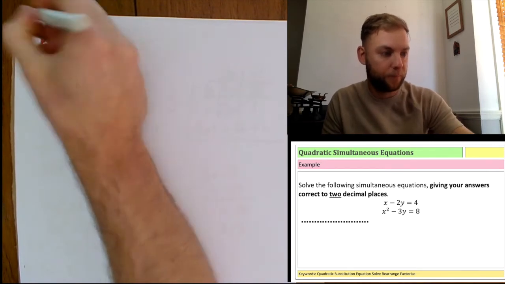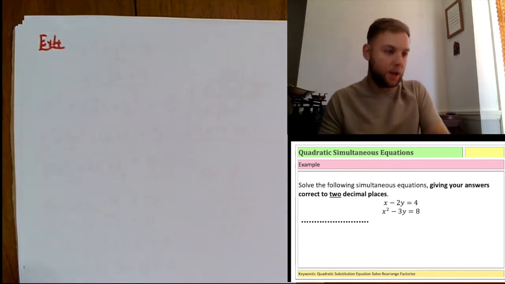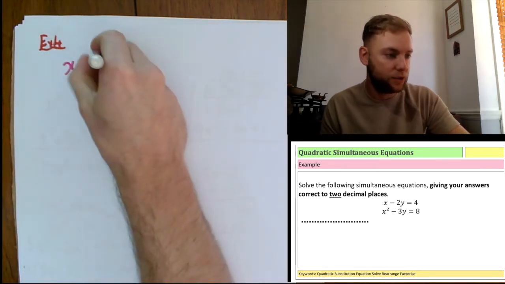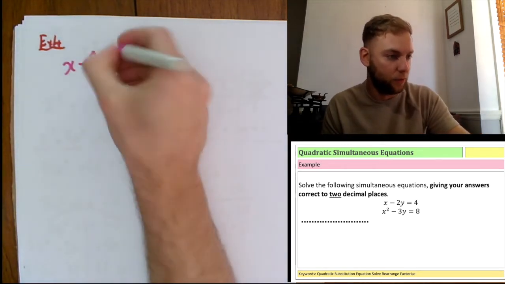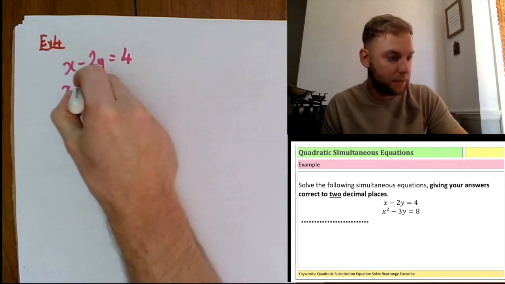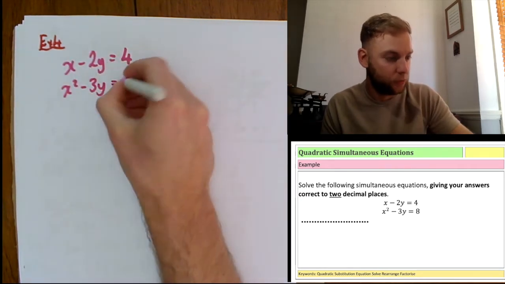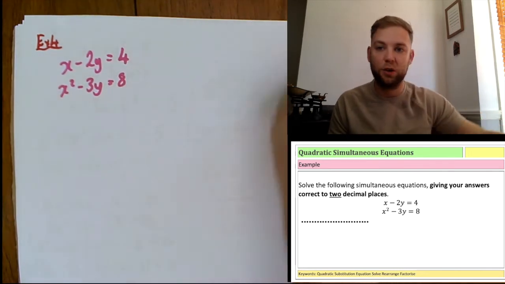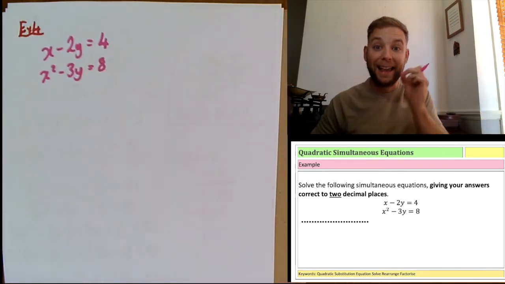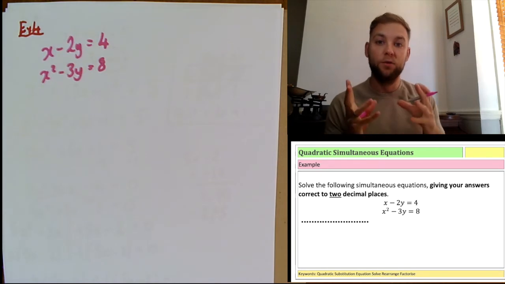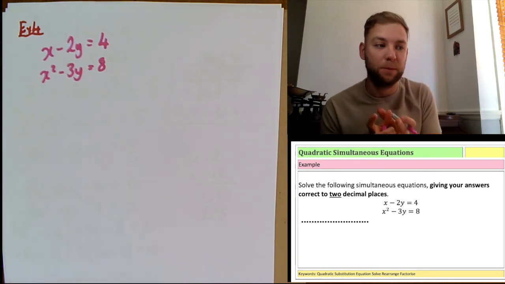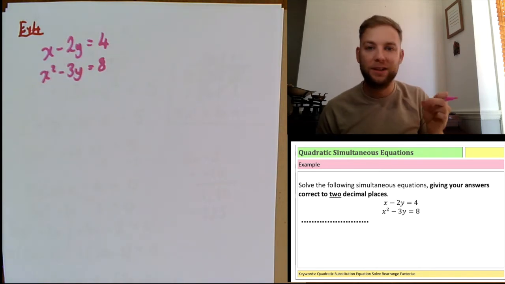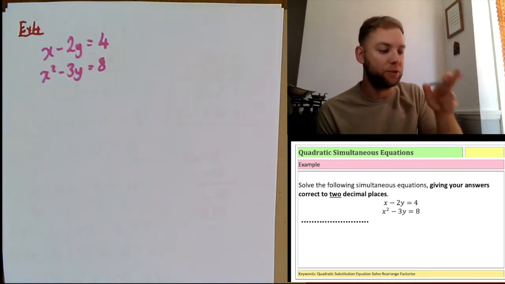Example 4. So, here we've got x minus 2y is equal to 4, and x squared minus 3y is equal to 8. So remember what I said first of all, the first thing I'm going to need to do with this one is make it equal to either x or y. Now, the idea is to make this as easy as possible for you. So am I going to make it equal to x or y? Well, actually, the best thing for me to do is to make it equal to x.